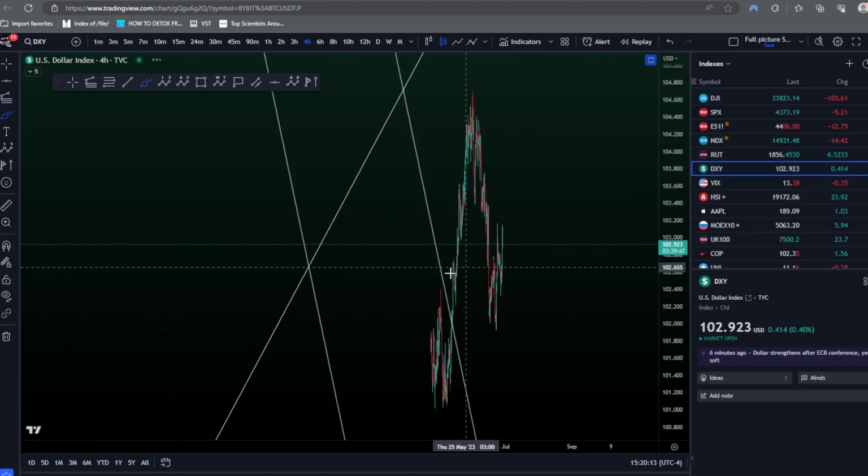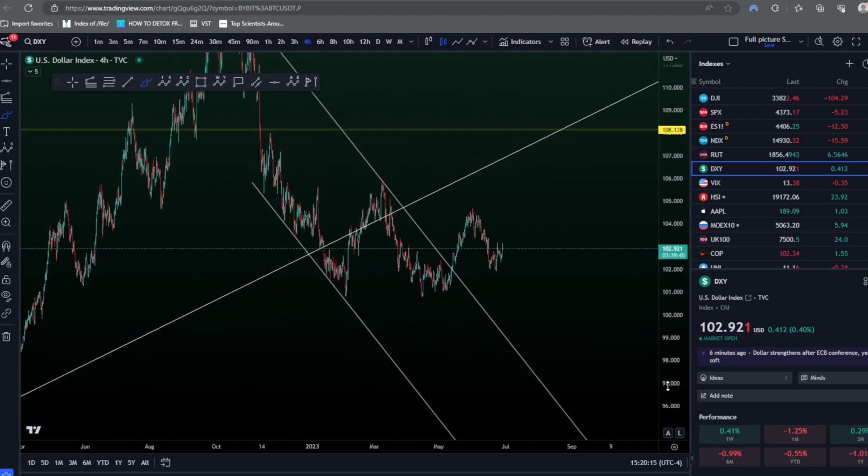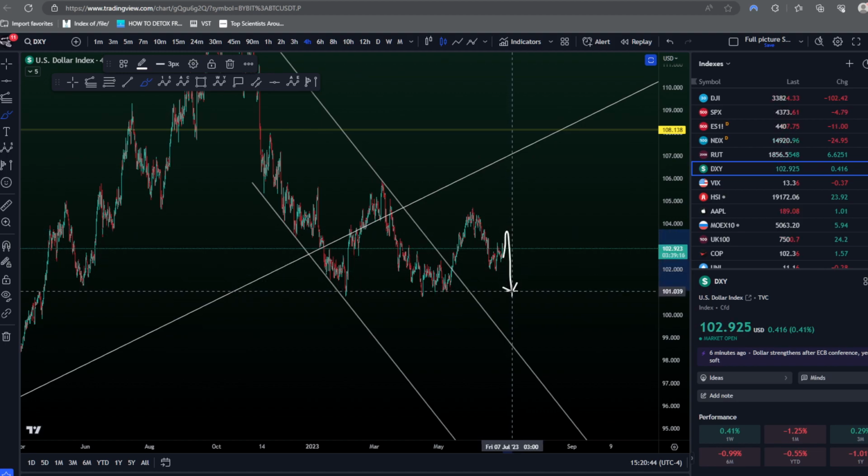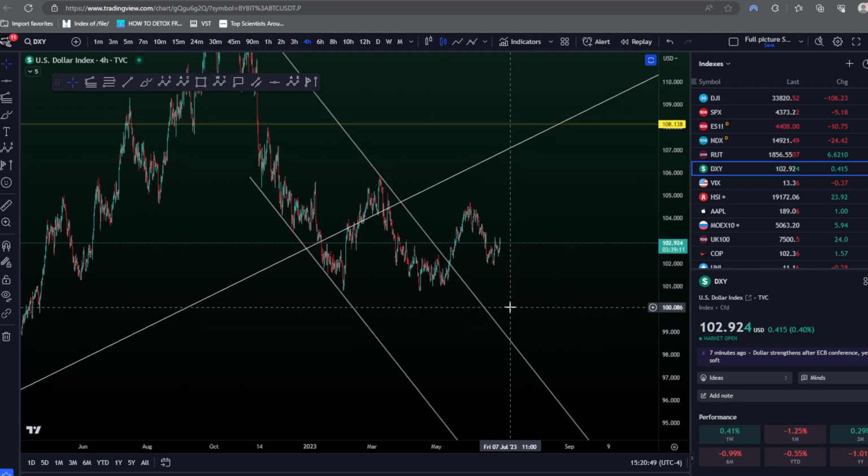Let's look at DXY real quick. Bitcoin trades against the dollar, obviously. So if DXY goes down, Bitcoin goes up. If DXY goes up, Bitcoin goes down. It's pretty much common sense right there, people. We should all know that by now. Yeah, I think you have a little bit higher on DXY to come, which would mean a little bit lower on Bitcoin, and then maybe something like that. But then that would mean Bitcoin's going to start pumping.